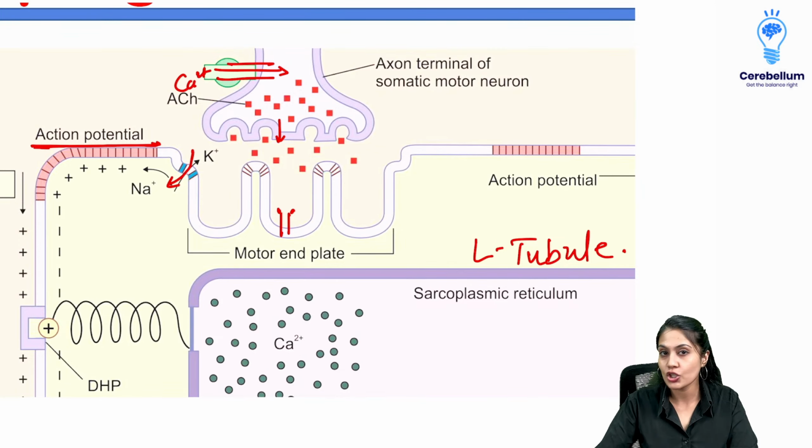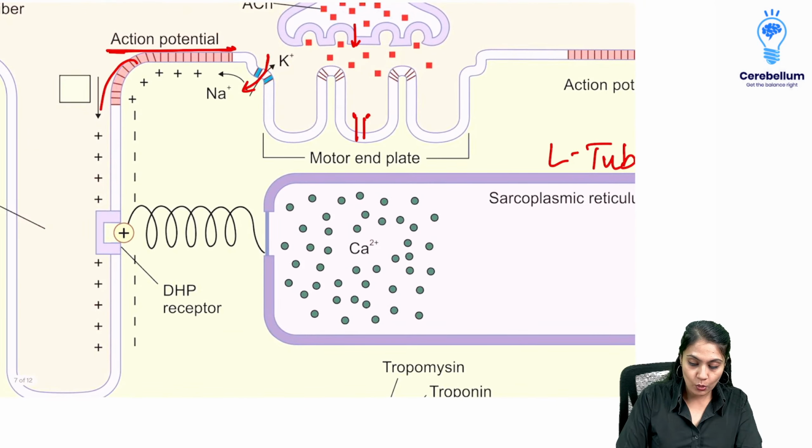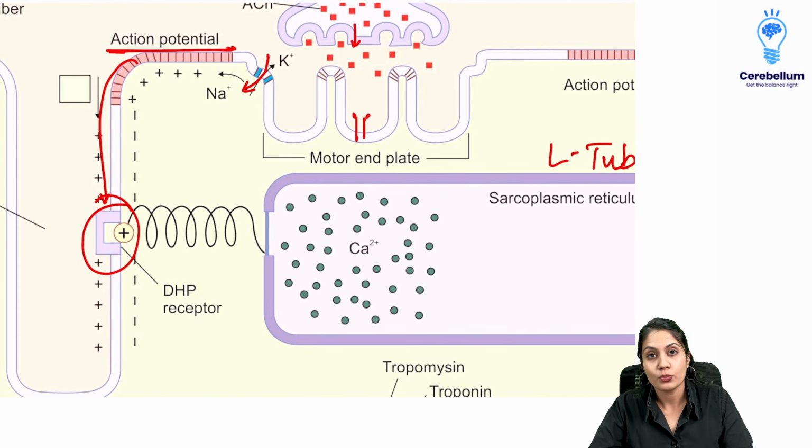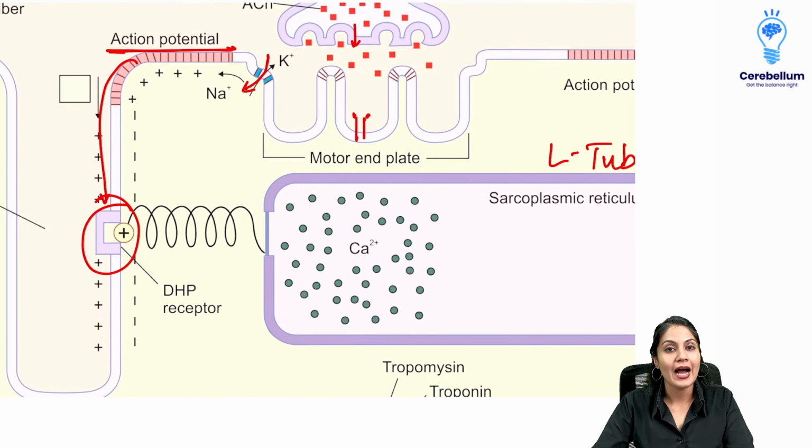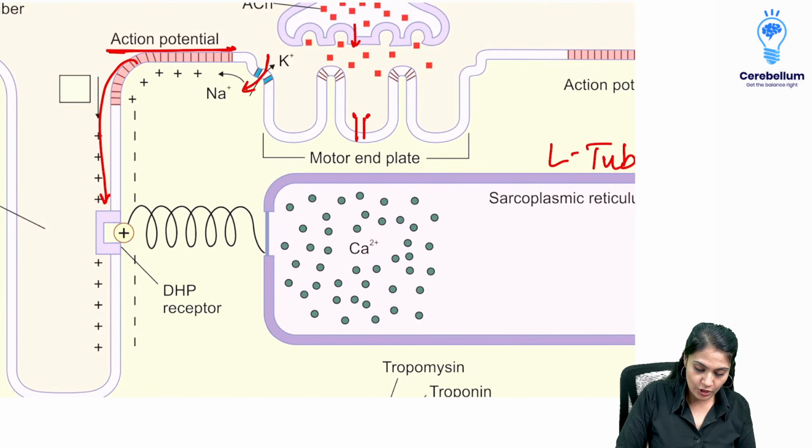Once the action potential is generated, see over here, what is the property of an action potential? That it is going to propagate forward. So it is going to go forward. Up to where? It will go forward until it hits the channel known as the DHPR channel. What is the DHPR channel? DHPR is nothing but the dihydropyridine receptor. This dihydropyridine receptor is going to activate. Please remember, I'm saying that this action potential will activate the DHPR channel.